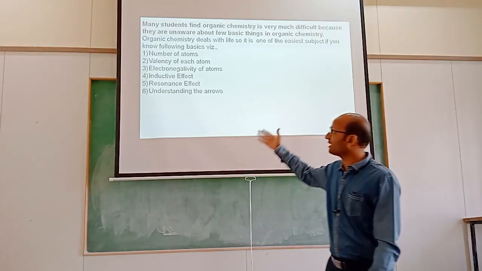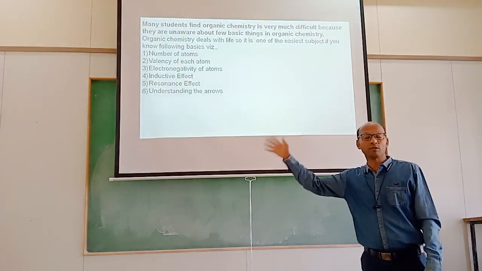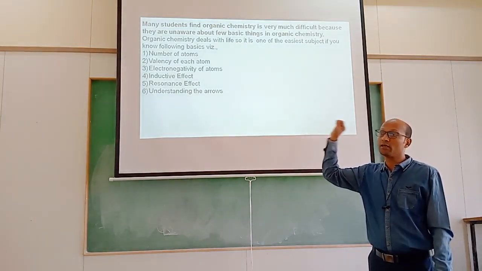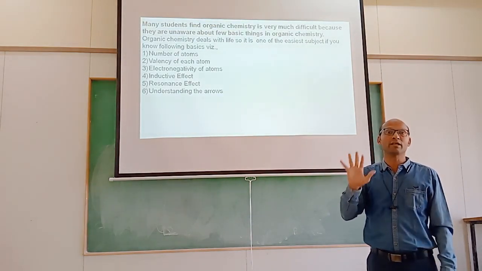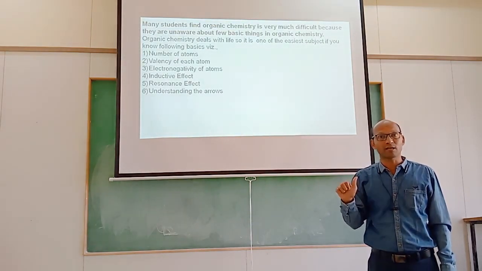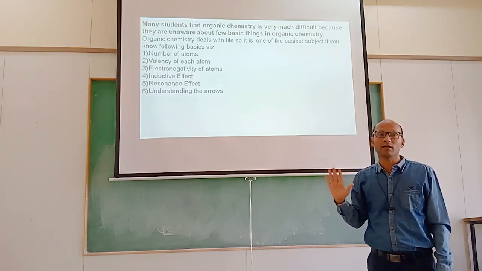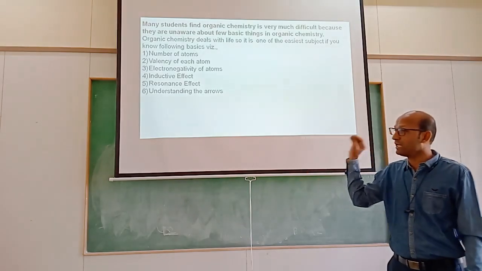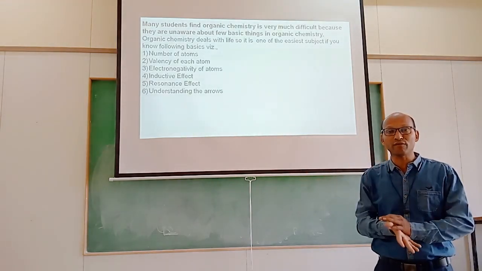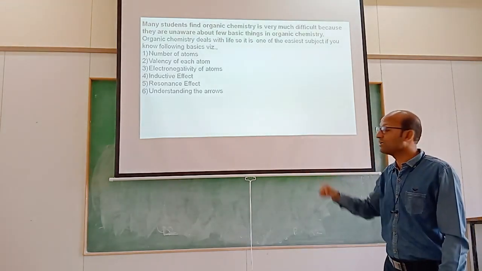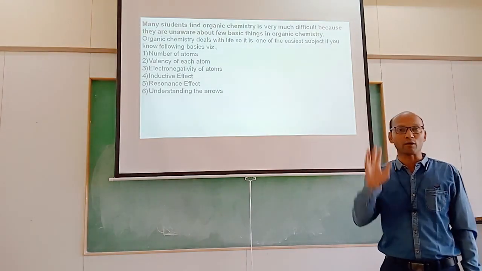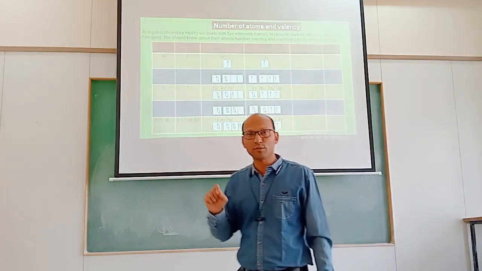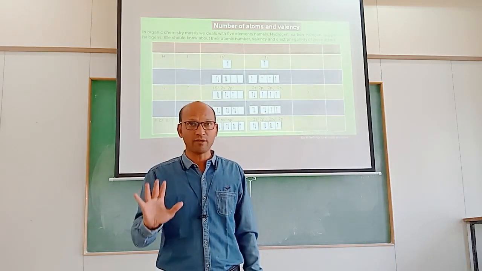So here I have shown the basic things which we should know about organic chemistry. We should know the number of atoms involved. I told you there are 5 atoms: carbon, hydrogen, nitrogen, oxygen and halogens. Apart from that, we should know their valency, their electronegativity, their inductive effect, their resonance effect, and finally we should understand the term hybridization. Here when we deal with elements, you remember that there are 5 elements.